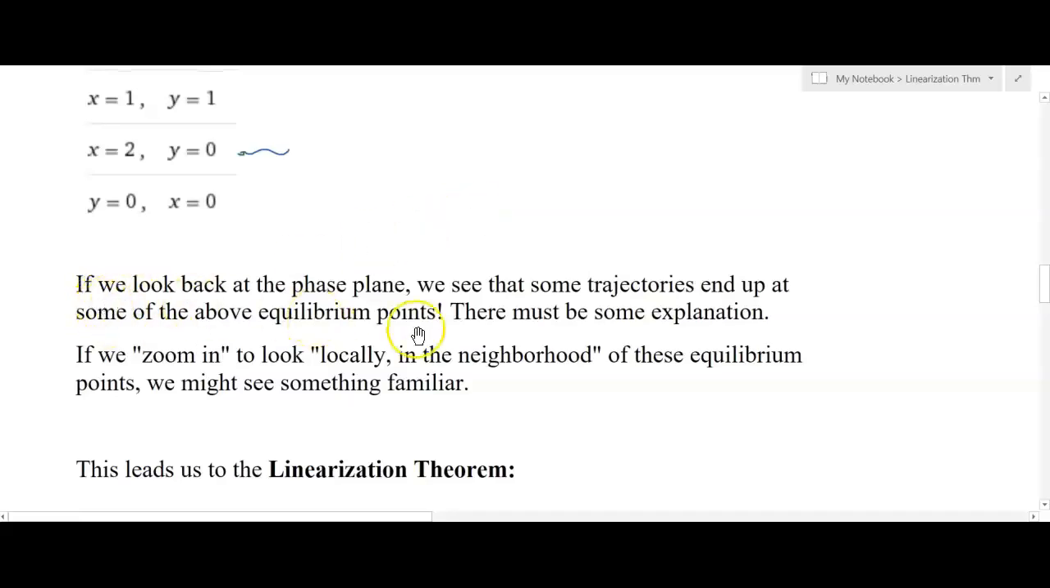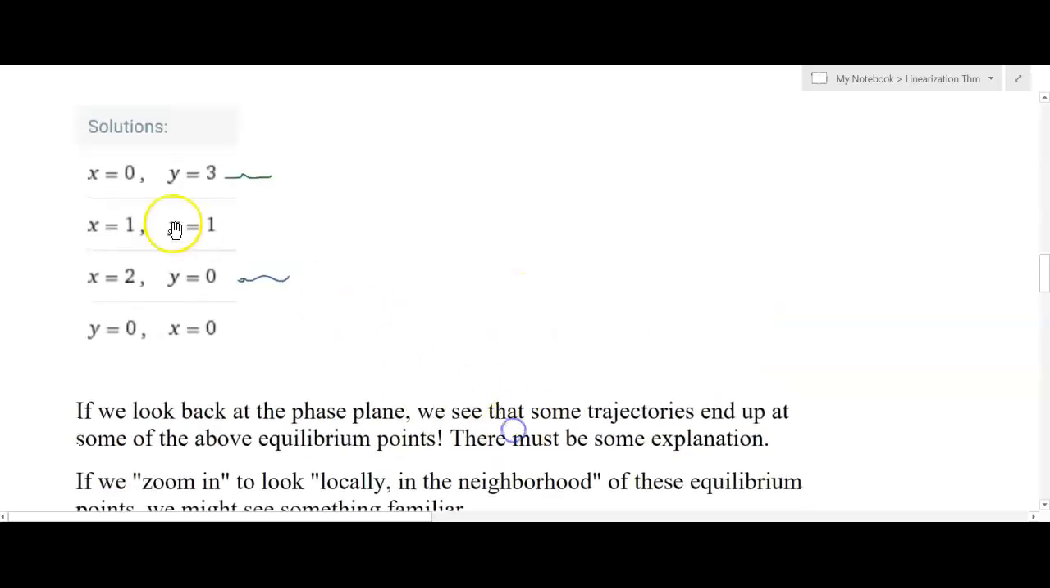So if we look back at the phase plane, we see that some trajectories end up at some of the equilibrium points. There must be some explanation. If we zoom in to look locally in the neighborhood of these equilibrium points, we might see something familiar. So let's just focus on (0, 3) and (2, 0) for a moment. Go back to the phase plane.